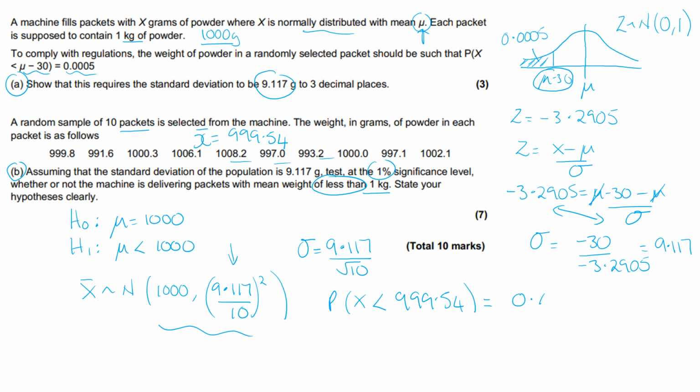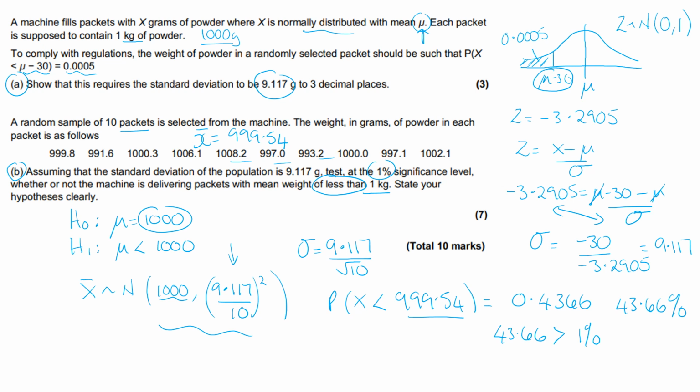When you put that into your calculator, that comes out to be 0.4366, which is 43.66%. Now 43.66 is obviously bigger than our 1%, so we can say that there is insufficient evidence to suggest that the mean is not 1,000 grams or 1 kilogram, because the sample is so close to the 1,000, and the probability of that happening is 43.66%.